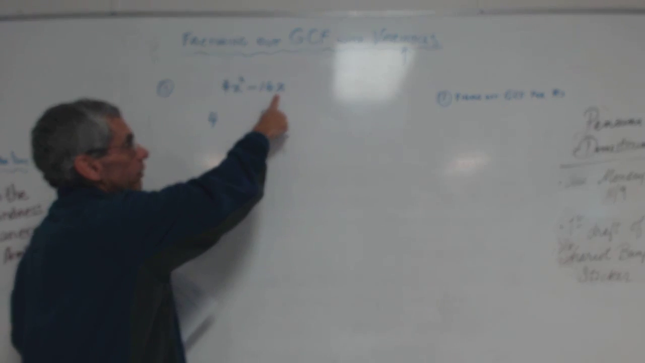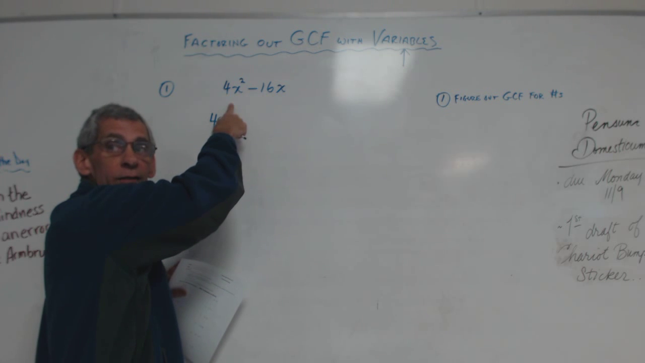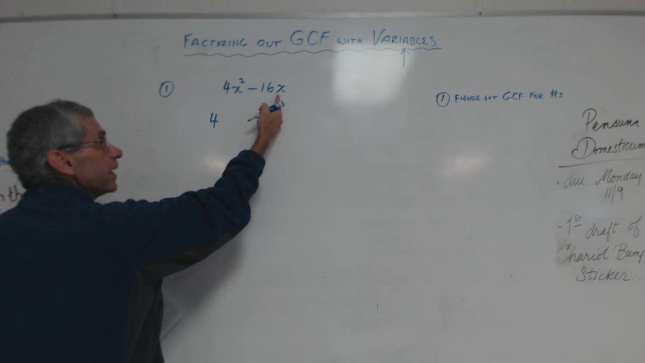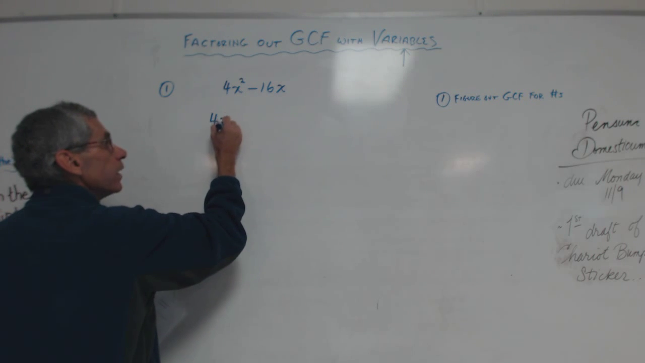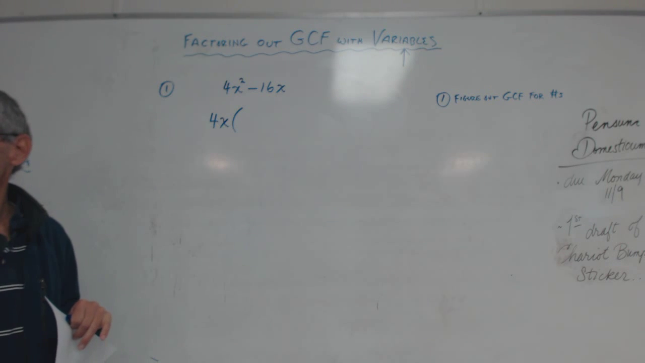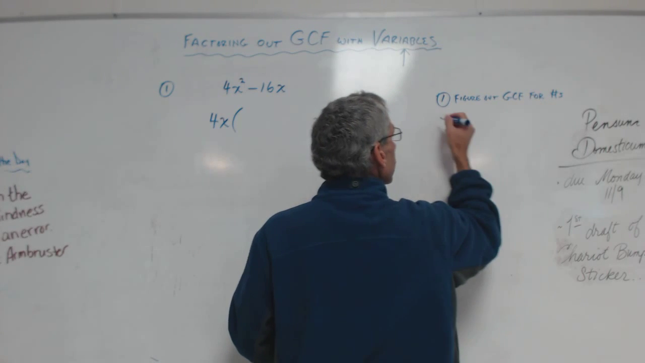Because this doesn't have an x squared. It just has an x. I know that this is x squared, but it has an x times another x. So I know I could take out the variable with the smaller exponent. So I'm going to put that variable right there. Then I'm going to put my parenthesis. You with me so far? So I figured out my greatest common factor for the numbers.